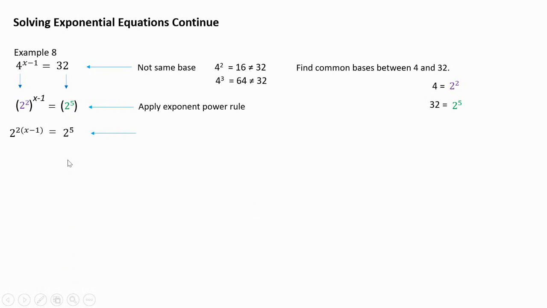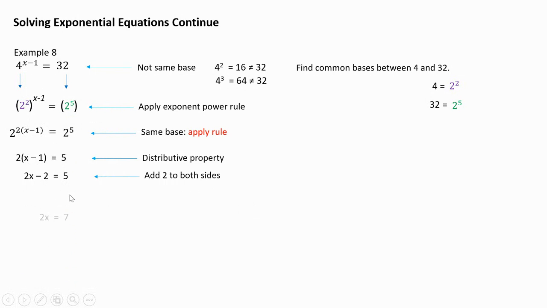Now we got the same base. Now we apply the rule. And I repeat, when you have the same bases, you let the exponents equal to each other. Now here we're going to distribute. 2 times x is 2x, and 2 times negative 1 is negative 2, equals 5. We add 2 to both sides, and it's going to give us 2x equals 7. Then we divide by 2. So x equals 7 over 2.